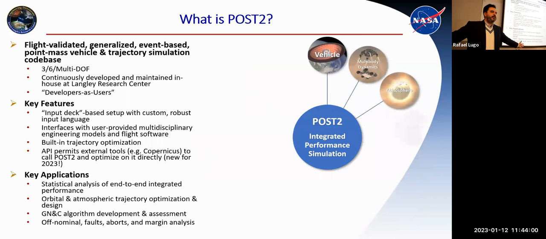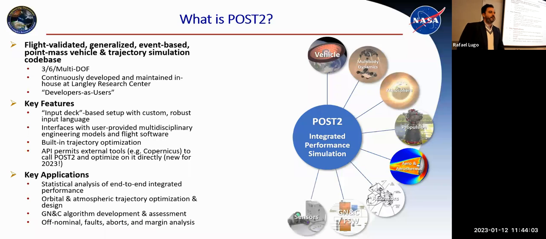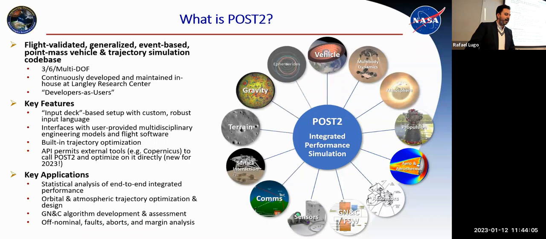What is Post2? Well, this is an eye chart, but I tried to put a cool animation in there to distract from that. The boilerplate statement we've got is that it's a flight validated, generalized, event-based, point mass, vehicle and trajectory simulation code base, which is kind of a mouthful. But what that means is that it's a 3-6 multi-DOF simulation tool that we use for analyzing and assessing flight mechanics problems. We develop it here at NASA Langley Research Center, right out of my branch, D205. We follow a developers-as-users approach to development, and I'll talk about that in a little bit more detail in a moment.